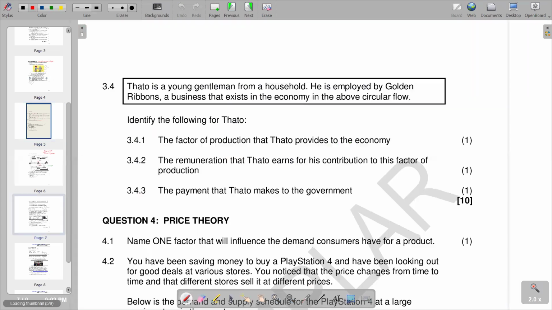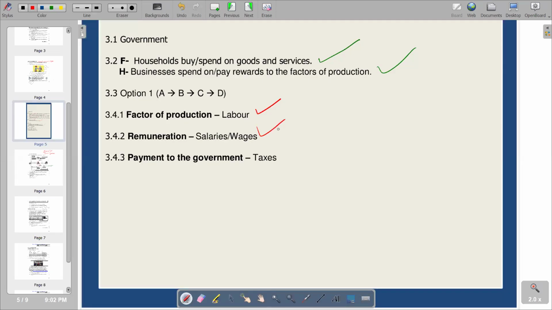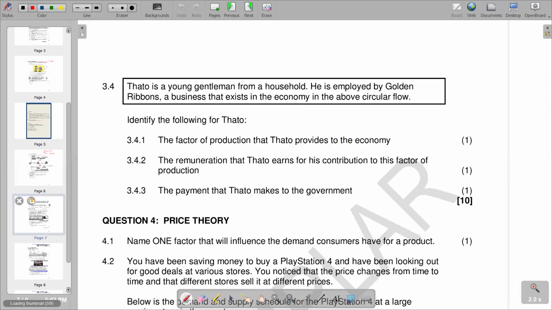Then you go to the second scenario, saying the remuneration that Tattoo gets for his contribution to this factor of production. By providing labor, the remuneration is salaries. Salaries or wages indicate the reward that is earned. And we go to the next part, 3.4.3, the payment that Tattoo makes to the government. And obviously, we know that indicated there. So this becomes the last.